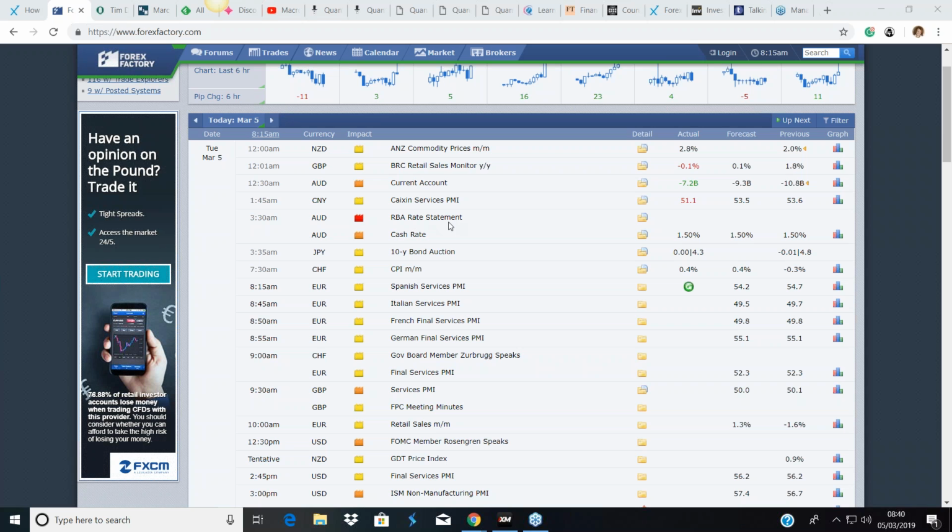So you see here the RBA rate statement that we had overnight, that's given a red because it's likely to have a high impact on the markets. And the PMI, until fairly recently, were also red. Not necessarily for all the currencies, certainly something like the Italian services PMI, no, because it's Italy's economy, though it might be having an impact in the Eurozone for different reasons.